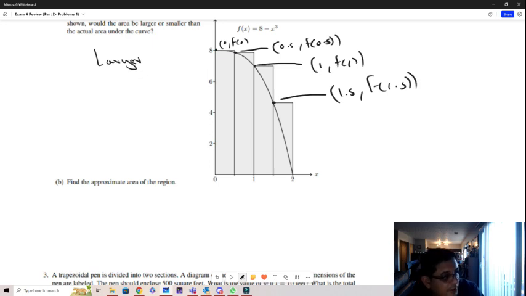Okay? So now if we find those actual values, plugging 0 into f of x gives me f of 0, which is 8. So the point here is (0, 8). If I plug 0.5 into this function, I'm going to find out with my calculator that this is 7.875.